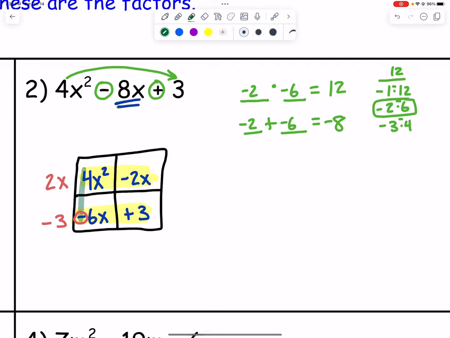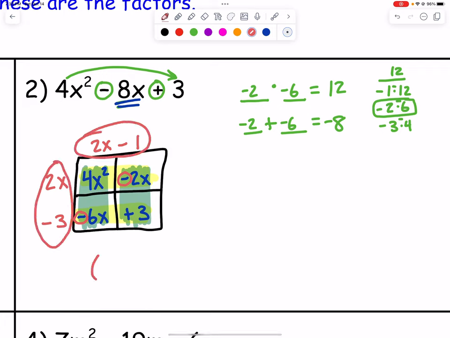Then let's look at the first column. So 4x squared minus 6x. I would want to take out a 2 and an x. And then in the second column, negative 2x plus 3. I actually can't take out any other number other than 1, and I do want to take out a negative, so I'm just going to take out a negative 1, because you just put that if you can't take anything else out. And then what we have on the outside are the factors. So let's just write them horizontally. So 2x minus 3 and 2x minus 1 are our factors.